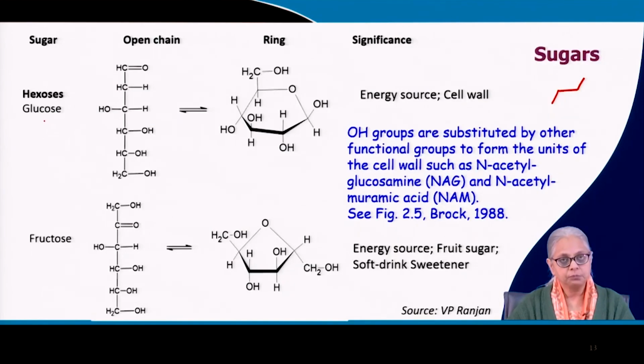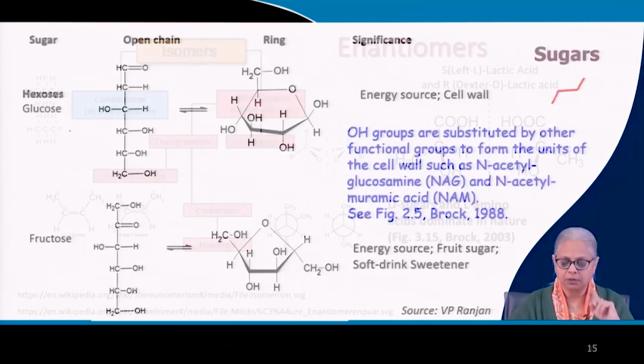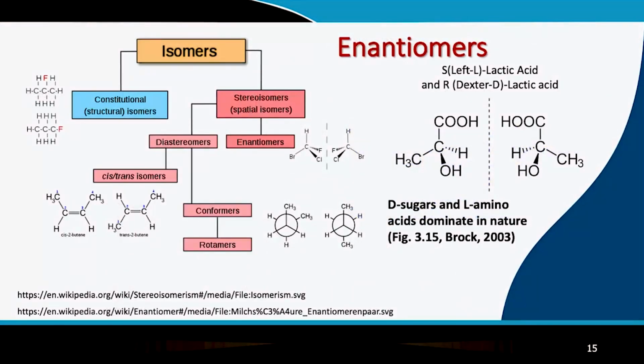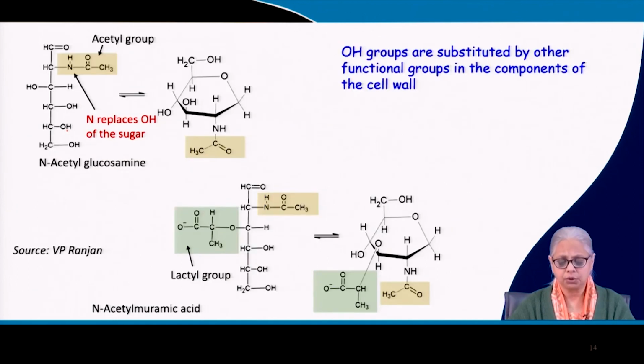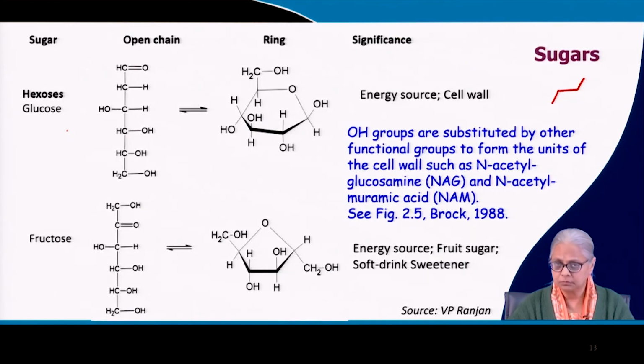Now when we think about hexoses, we have glucose, sucrose, fructose, lactose. All these are different types of sugars. Out of the hexoses we have glucose and fructose, and lactose and sucrose are disaccharides. So those are already two monomers attached together. So there are all kinds of sugars that are present in nature as well as within the cells.